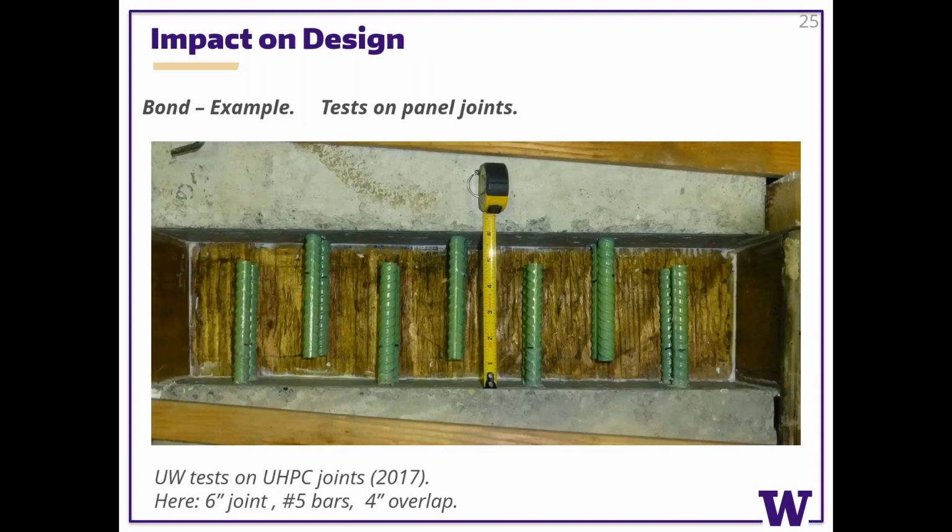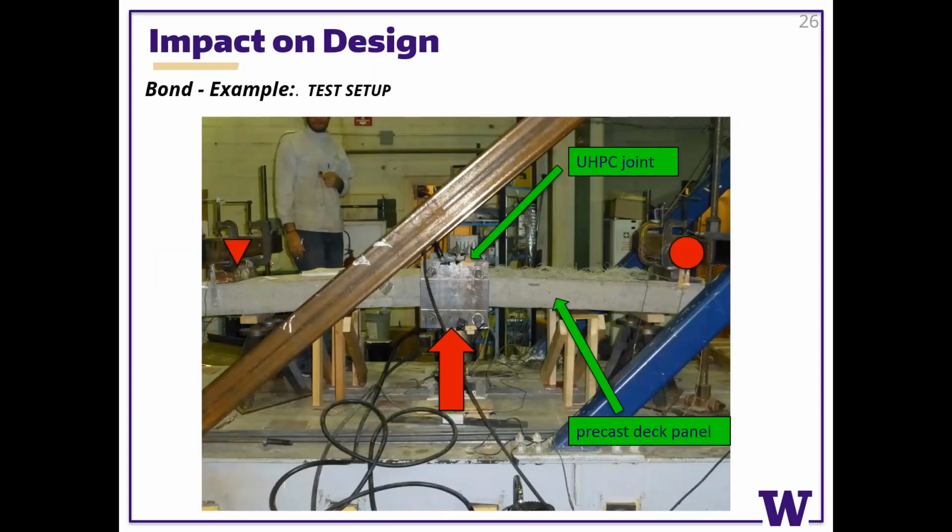These are a couple of pictures of tests on joints. And these are tests that we did back in 2017. What we're looking at here is a 2-foot wide strip, which is basically a strip taken transversely out of a bridge. It was planned to be one of these deck bulb tees. And this particular one is a 6-inch wide joint. We had a 1-inch end distance here, so we had a 4-inch overlap from there to there in these epoxy coated number 5 bars.